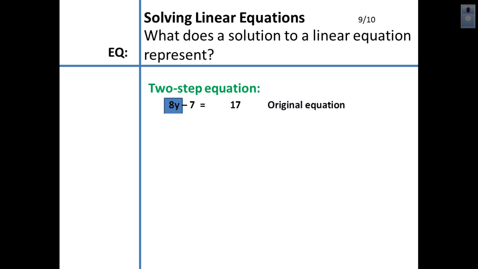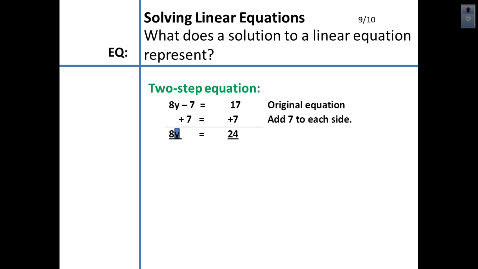So first, we need to figure out what is the reverse operation of subtracting 7. And that is adding 7. So we are going to add 7 to each side. When we do that, the negative 7 and the positive 7 cancel out, leaving us with just 8y equals 24.